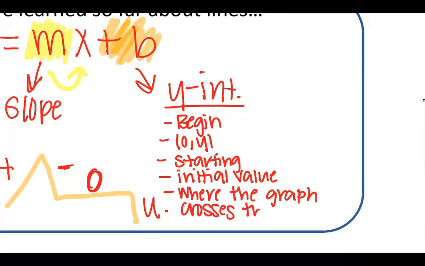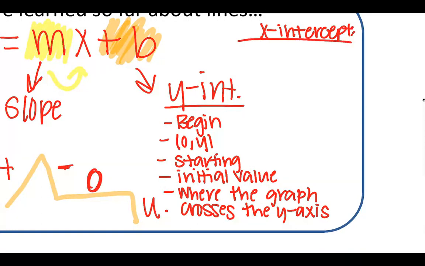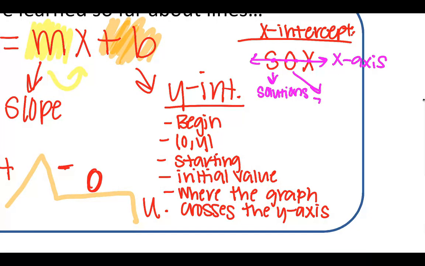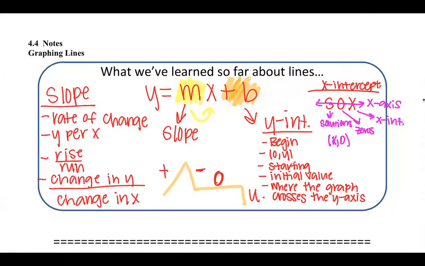Well, if there's a y-intercept, there's also an x-intercept. And remember with the x-intercept, I told you to write this word, socks, and then you draw a line through it. That's your x-axis. And all of these things mean x-intercepts. So you have solutions, zeros, x-intercepts. All of those things mean the same thing, and it's given in x comma y, 0. So that's kind of what we've learned so far about lines.